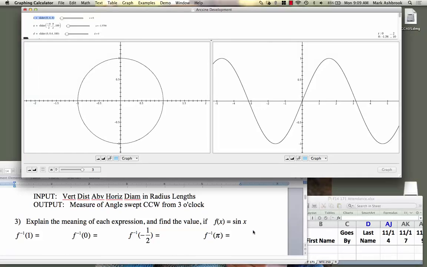Okay, so here we go. While I start taking attendance, here's some practice of that. So the inverse notation, remember, f inverse, that's not an exponent. That means the reverse process of f. The reverse process of f.